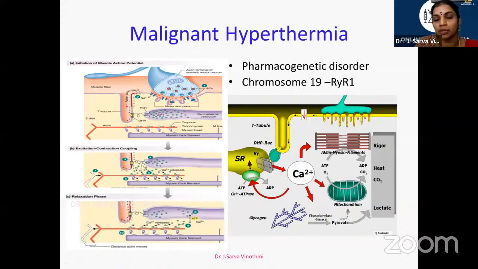What happens in malignant hyperthermia? It is a pharmacogenetic disorder. There is an abnormality in chromosome 19 that codes for the ryanodine receptor. What happens here is this ryanodine receptor does not close at all.